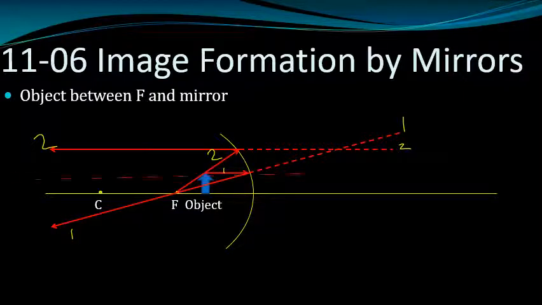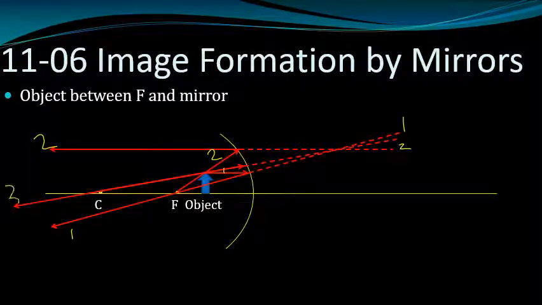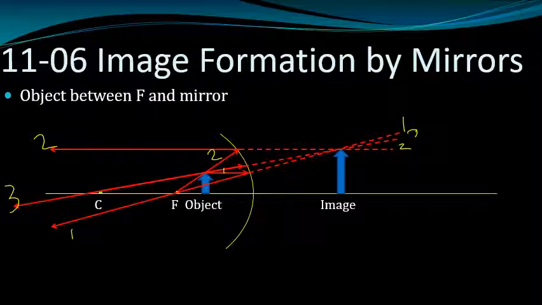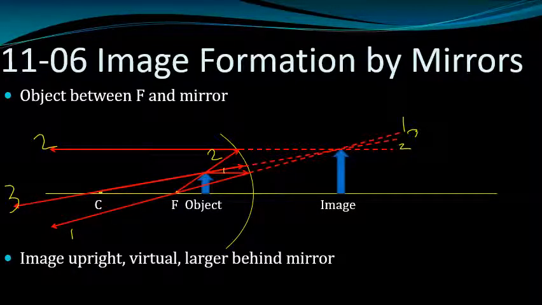Ray 3 goes through C. And notice in the real world, on the left side of the mirror, they're diverging. They're not going to meet. So that means the image is on the right side, where if we drew the rays backwards, they meet there. That's our image. Since that's back behind the mirror, it is a virtual image. The image is upright and virtual and larger behind the mirror.